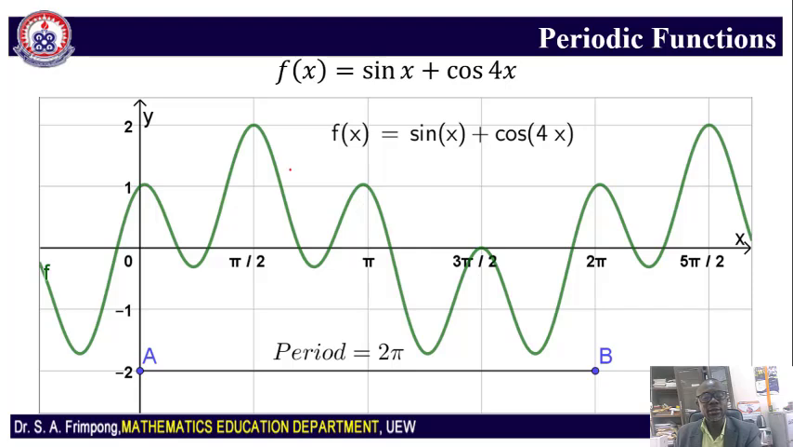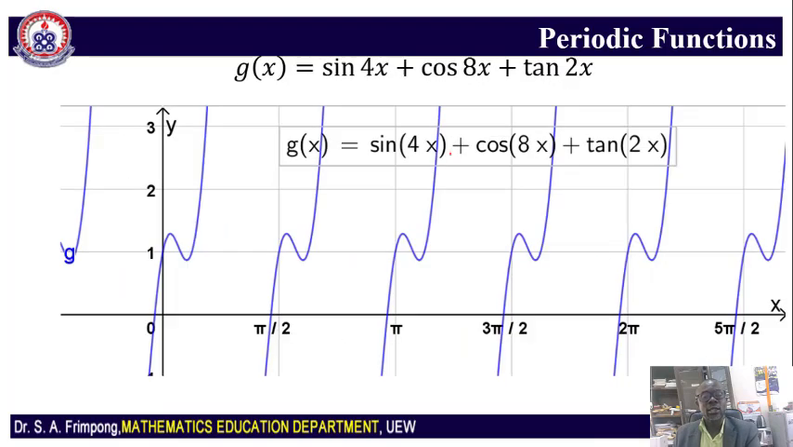If you check the nature of the curve up to this part, the period is 2 pi because it will start repeating itself. Now if you check this function too, you have sine 4x plus cos 8x plus tan 2x. The period is pi on 2, because from here to here it repeats itself again. So the period is pi on 2.